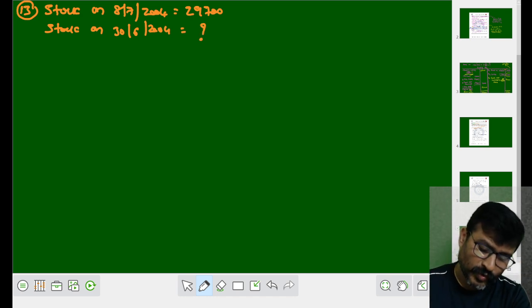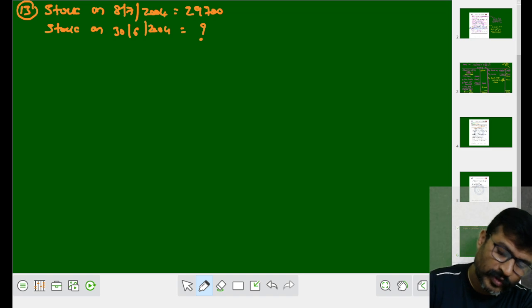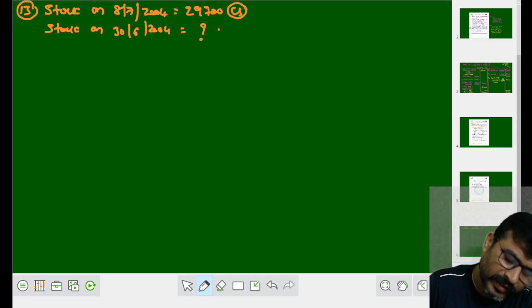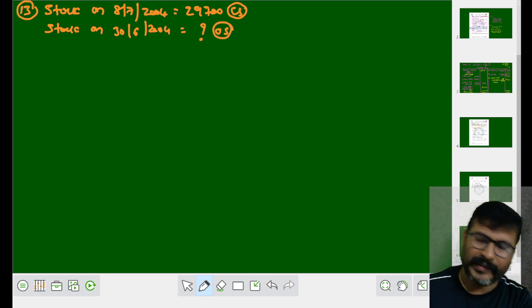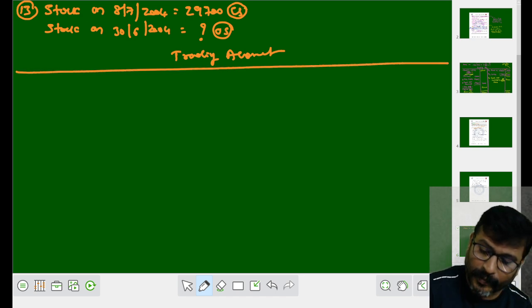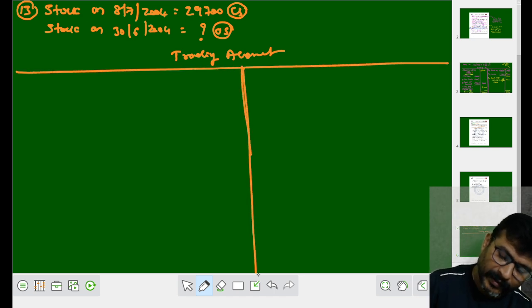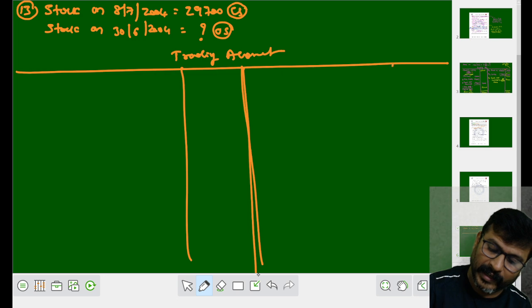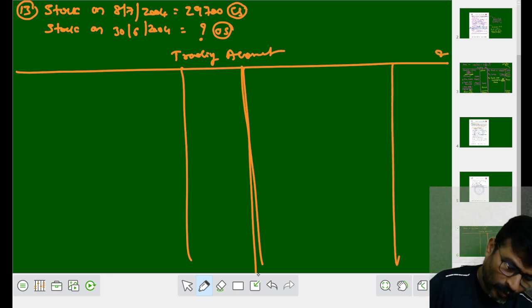Now June 30 and 8th July. 8th July is nothing but your closing stock. 30th June is nothing but your opening stock. Sudhakar always prefers to teach the inventory problem not by using a statement method, but preferably a trading account method. Now what to write? See, 30th June is your opening stock.